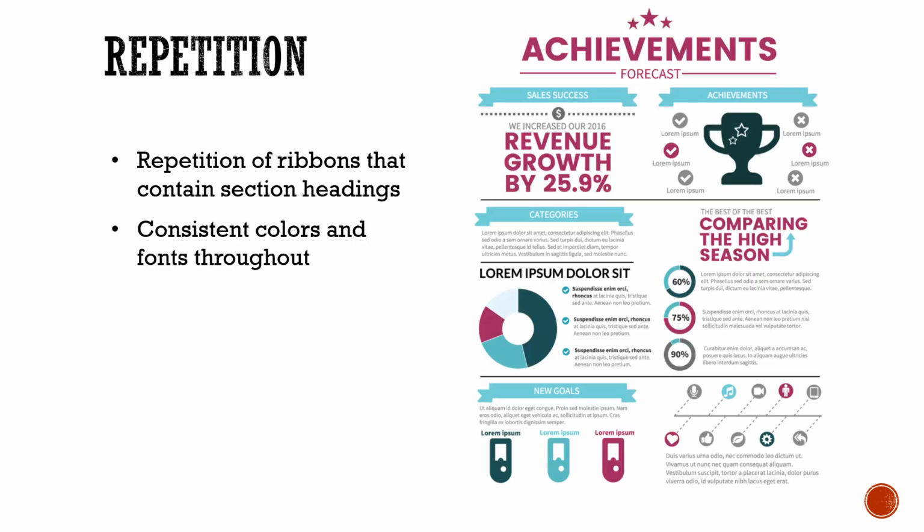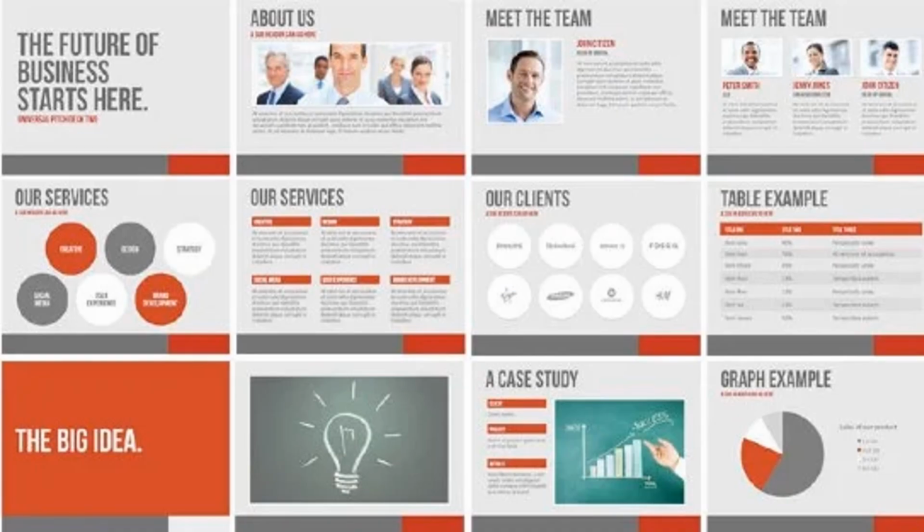So here, note the repetition of the ribbons that contain the section headers, as well as the consistent colors and fonts throughout this layout. Now, these slides here convey a repetition of a set of colors and the style of text and the shape. And this helps users to identify each slide as part of a bigger whole, or a brand.